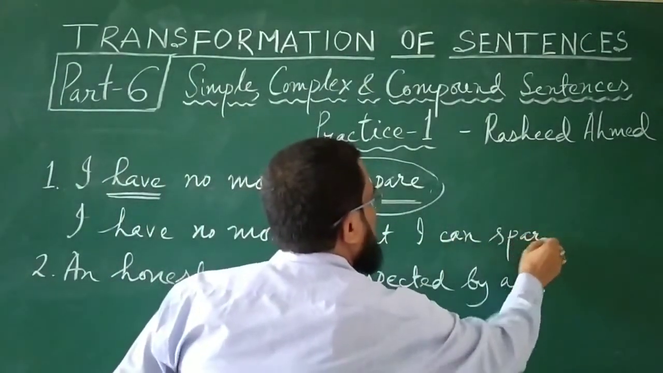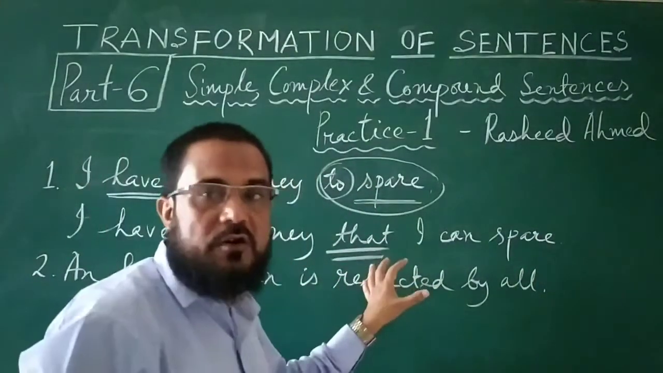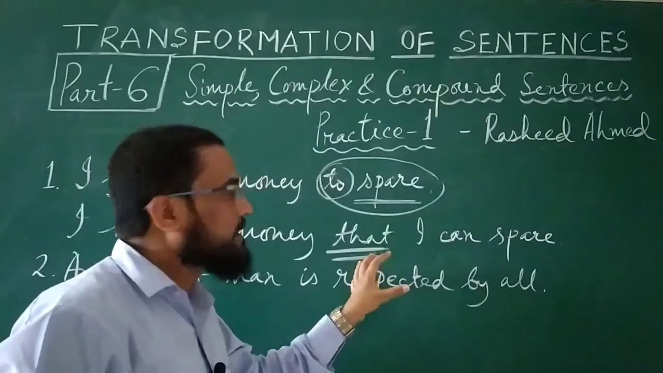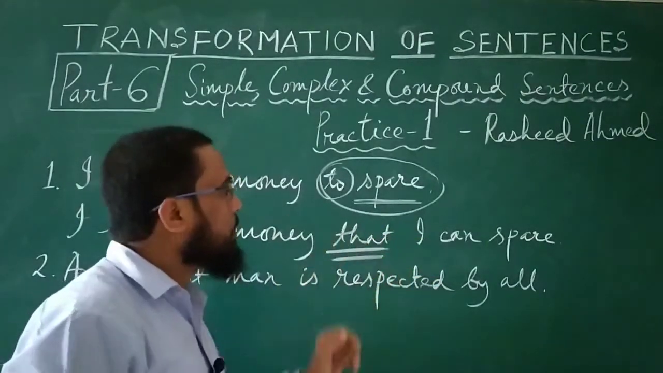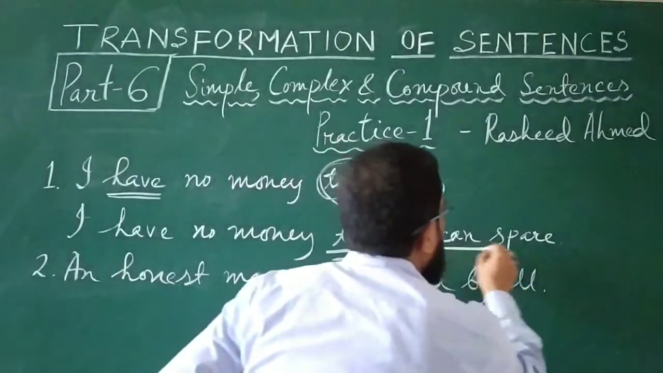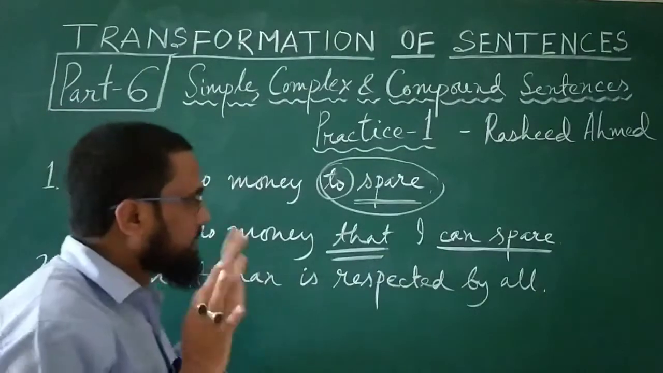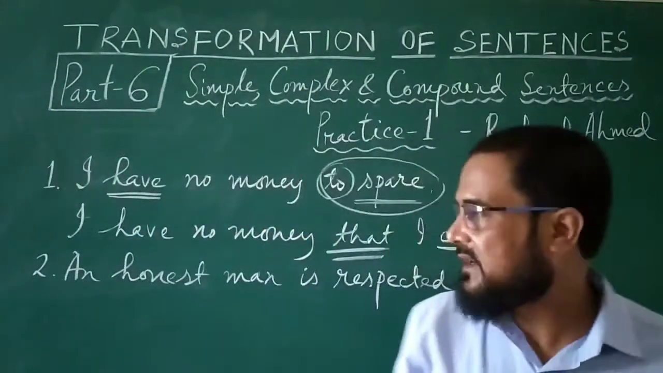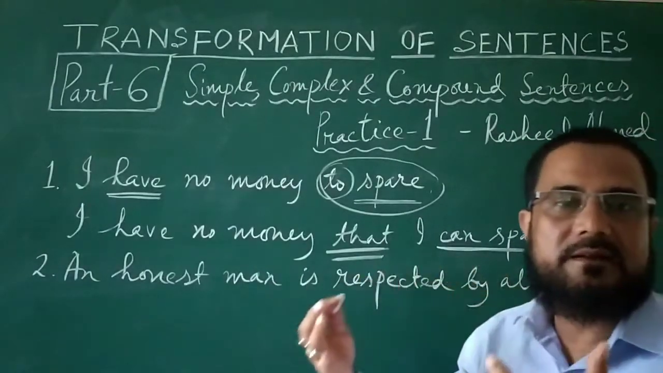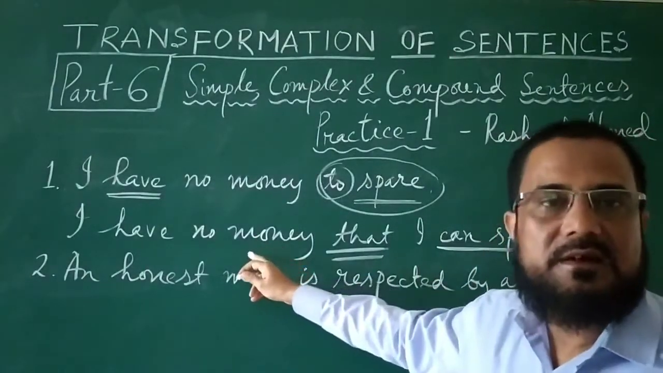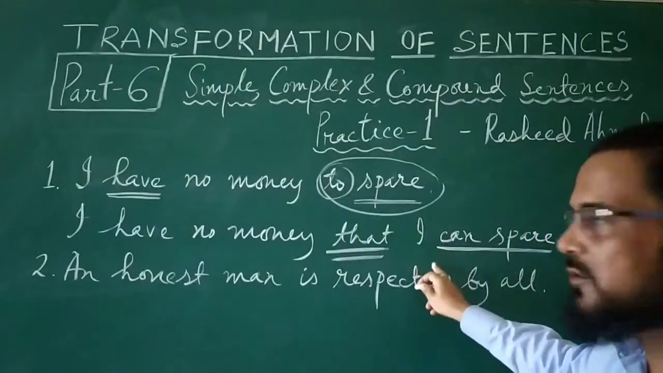And you must remember that in the last video I also said that in a complex sentence, usually there is a that clause or a WH clause. Here the that clause is that I can spare, or which I can spare. Now we have got another finite verb, can spare. Have is already there. So two finite verbs are there, two clauses are there. One is I have no money and the other one is that I can spare. So this first one is a main clause. This that I can spare is a subordinate clause.